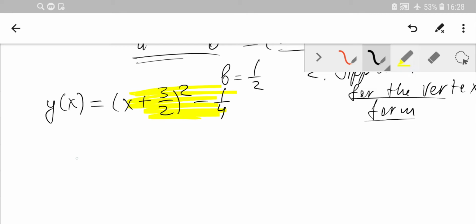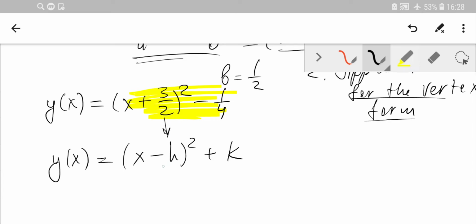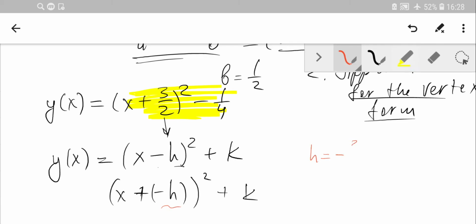How to get the vertex form? This is already the vertex form. So just match with the pattern that you have in terms of vertex form. x minus h squared plus k. If you compare what you have in the brackets, you have minus h and it should be equal to 3 over 2. But because you have minus h, you can rewrite as x plus minus h and everything squared and plus k. So it looks like negative h is simply 3 over 2. So we can figure out that h is negative 3 over 2.